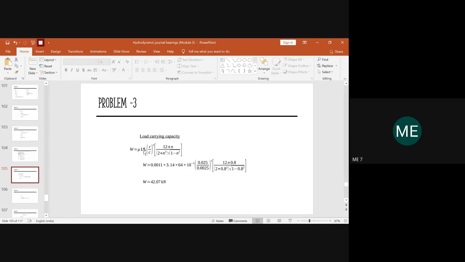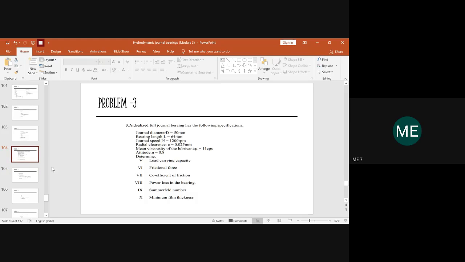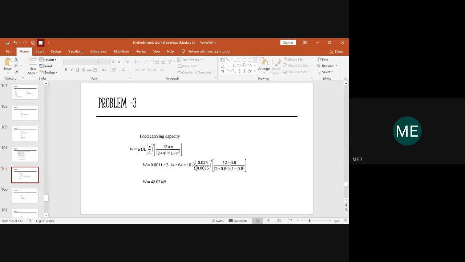And then the length is given. What is the length of the journal bearing here? 64. So please type it as 64 into 10 raised to minus 3. And then the radius of the journal is 0.025. And again, the radial clearance is the same. It is 0.0025 into 10 raised to 3.